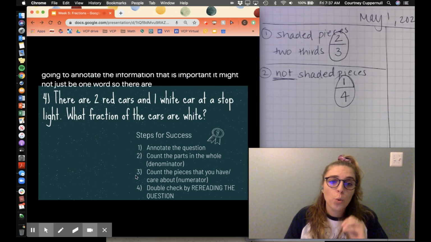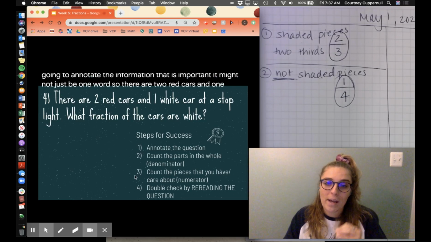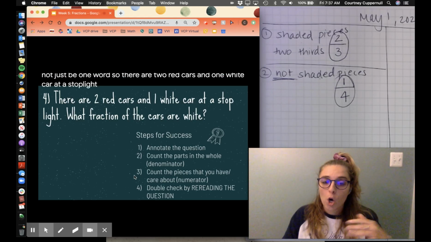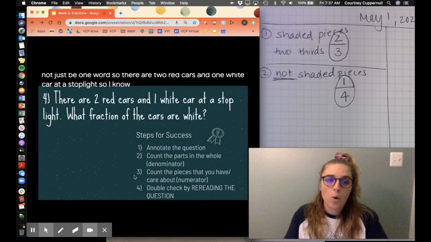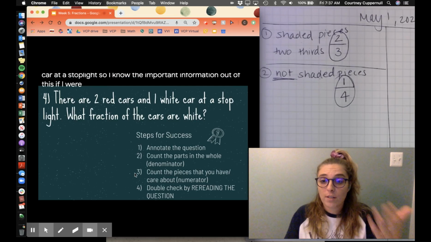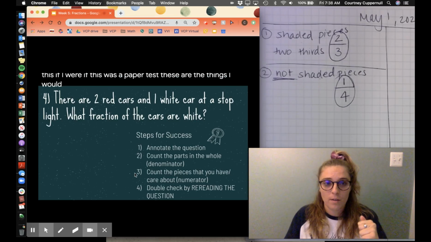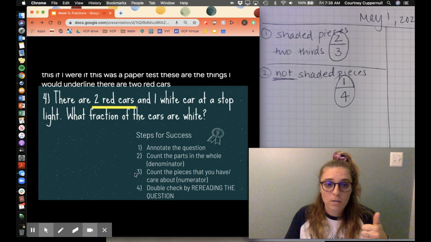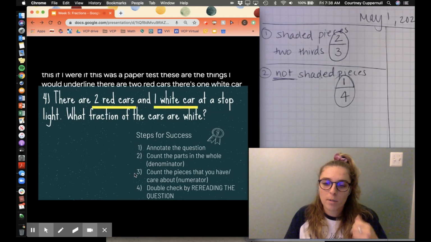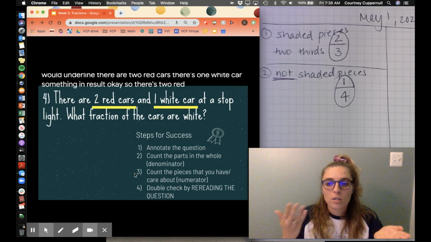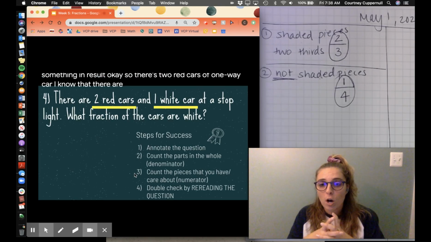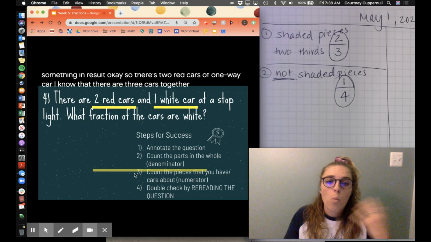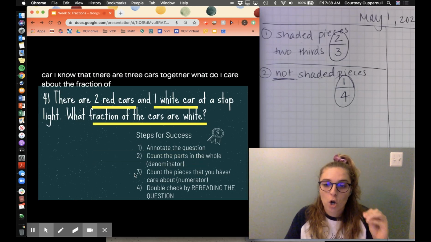So there are 2 red cars and 1 white car at a stoplight. What fraction of the cars are white? So I know the important information out of this. If this was a paper test, these are the things I would underline. There are 2 red cars. There's 1 white car. So I'm thinking to myself, okay, there's 2 red cars, there's 1 white car. I know that there are 3 cars together. What do I care about? The fraction of the cars that are white.